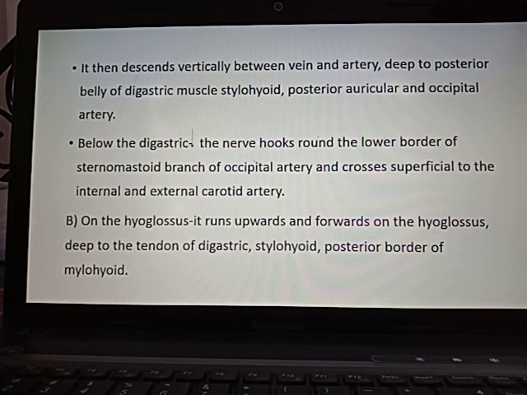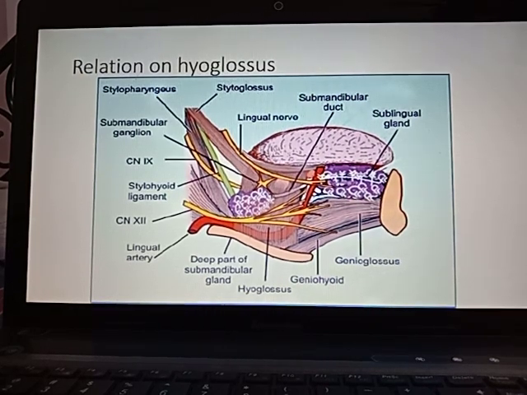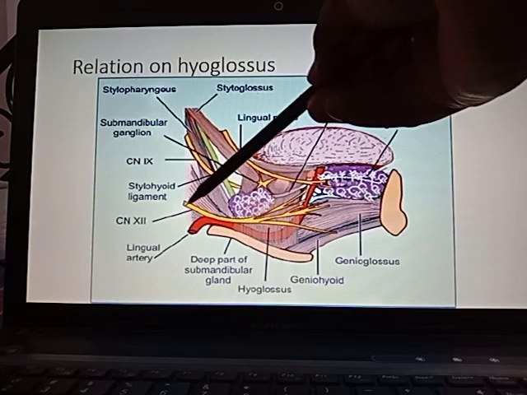Here the relations are from above downwards like this. So this is the 12th cranial nerve.